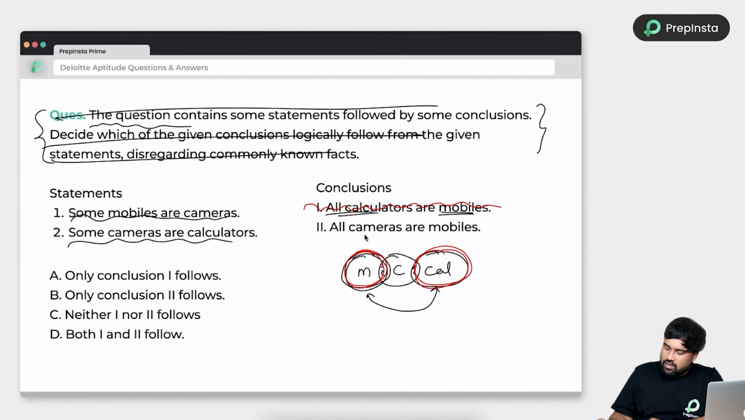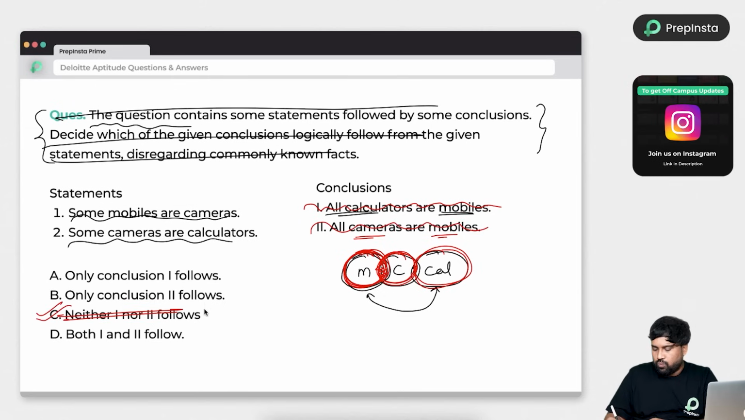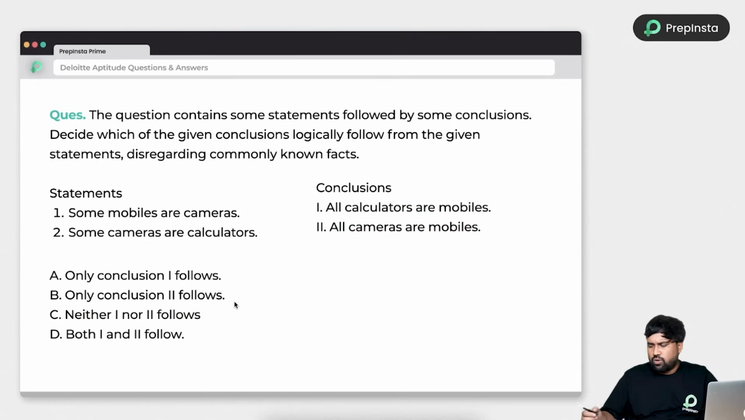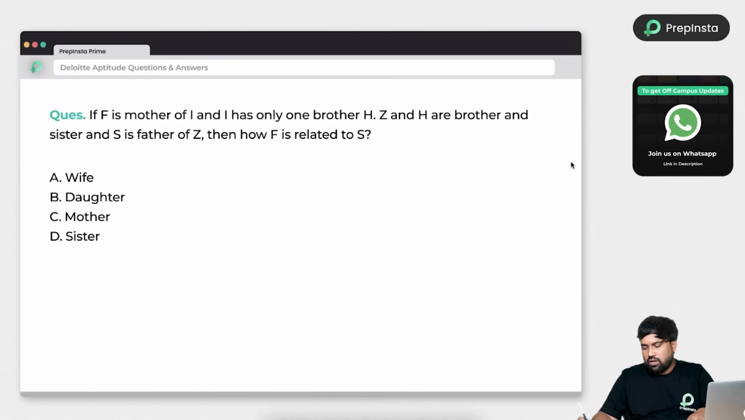Next, all cameras are mobiles. Actually, some mobiles are cameras. Only some, right? Not all. So this is also wrong. So the answer is neither one nor two. So option C is the correct answer. You don't have to worry about all these things more.